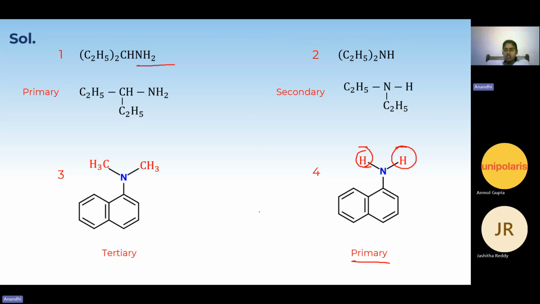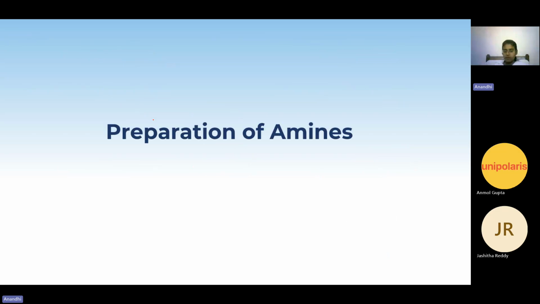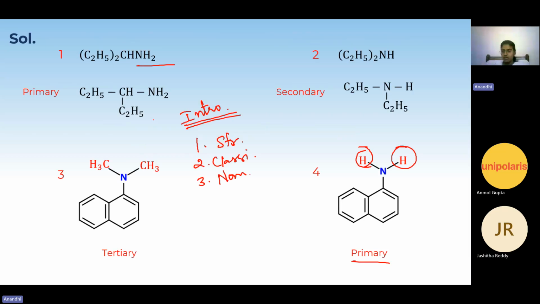So this is all about the nomenclature part. How many topics have we completed? What is the first one? Structure. The second is classification, and the third is nomenclature. Before this, I gave some introduction to amines, which are called derivatives of ammonia. The next topic is preparation of amines. I think we can discuss this topic in the next class if possible. Do you have any doubt from these three topics? No, ma'am.